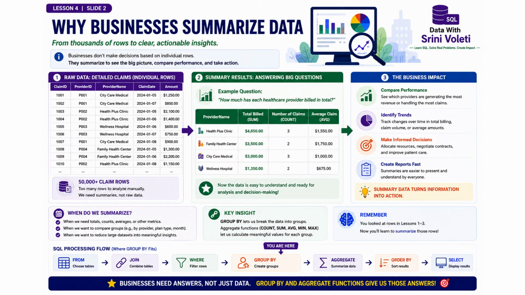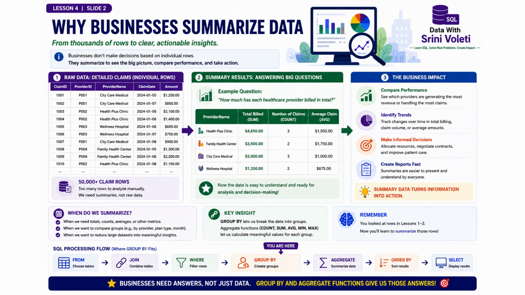More importantly, after looking at all those rows, you would probably still struggle to answer simple questions like which provider generated the most revenue, which provider handled the most claims, what is the average claim amount. Individual rows contain data. Businesses need information. That is the difference. Let's look at the left side of the slide. Here we have raw claim records. Each represents a single insurance claim. Every row is useful, but by itself it tells only a tiny part of the story.